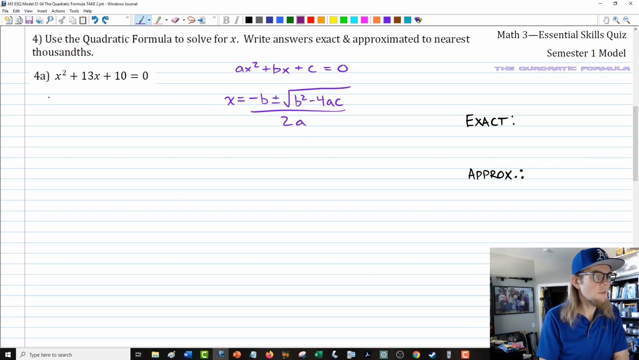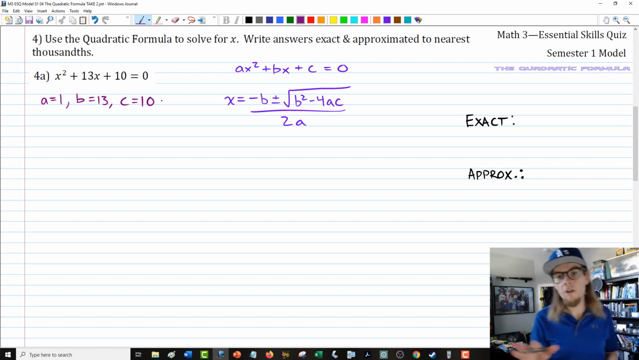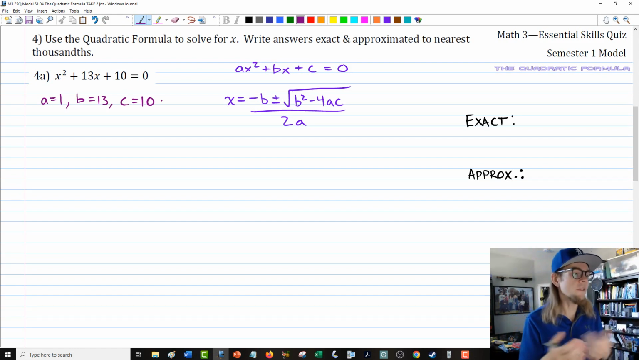So let's demonstrate that with our first example here. In this case, a is 1, b is 13, and c is 10. Now you might think to yourself, oh, the signs don't matter. No, the signs do really matter. It just happens in this case all three are positive. We have a positive 1 sort of hidden there, or implied, positive 13 and positive 10. So the positives do matter. That's why I wrote them as positives.